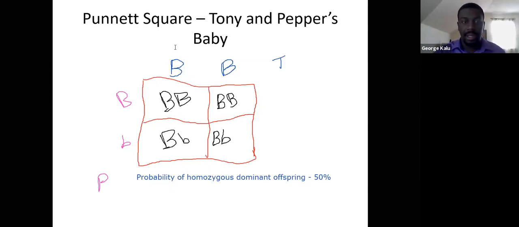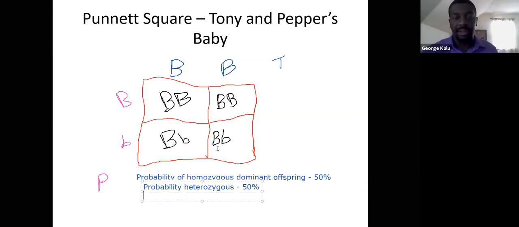Okay, perfect. Now what about the probability of heterozygous? Right, 50%, because again, 2 of our 4 boxes have the heterozygous genotype. Okay.